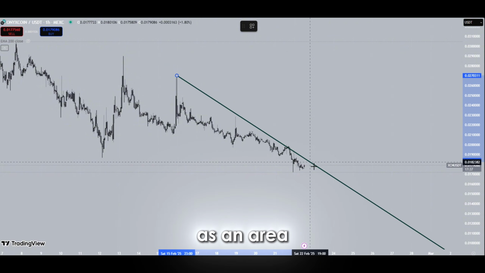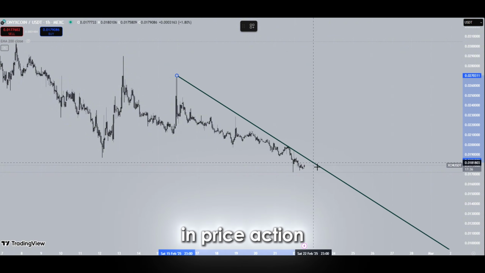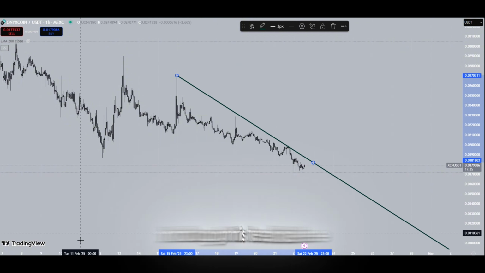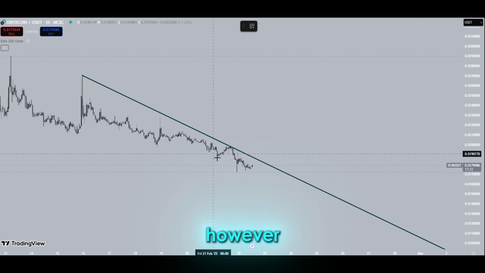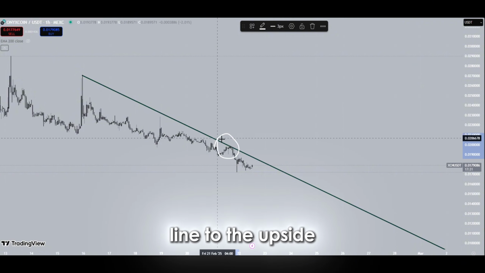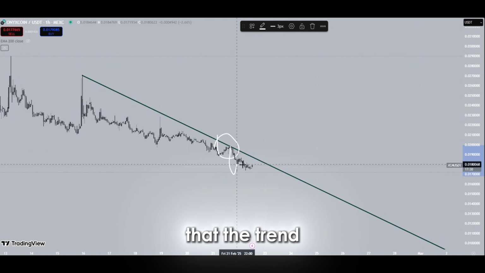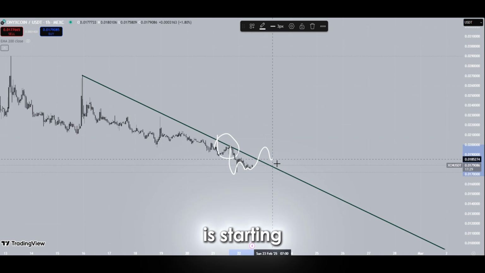Such downtrends work as an area of strong resistance in price action, and as long as the price fails to break through this trend line, the downward pressure will continue. However, if the price breaks this trend line to the upside, this can be a strong signal that the trend is reversing and the uptrend is starting.